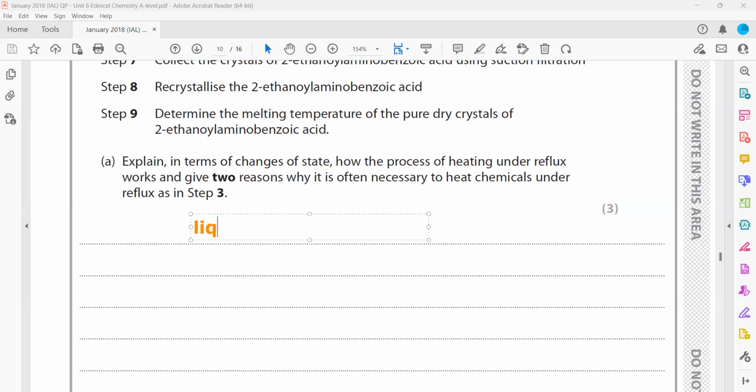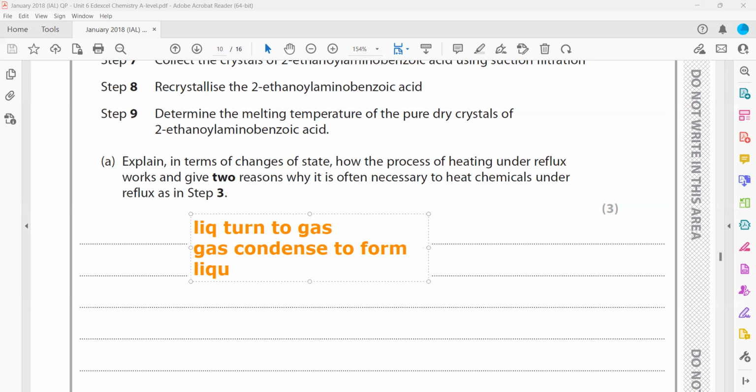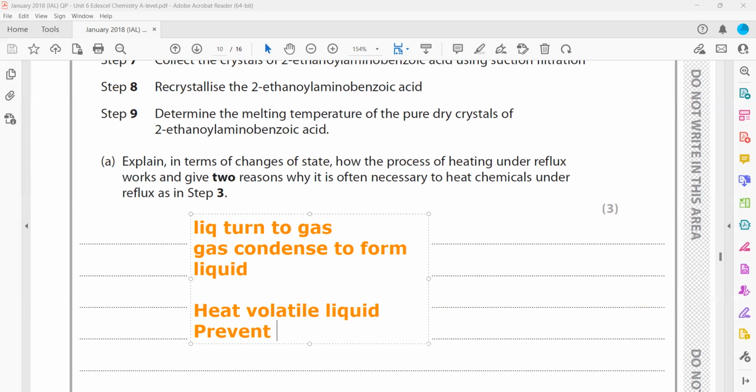So first, a liquid turns to gas, and then the gas condenses to form liquid. And that is the reason why we can heat flammable liquids, or we can also heat volatile liquids with a low boiling point. We can heat them in the reflux condenser, and it will prevent vapors from escaping.